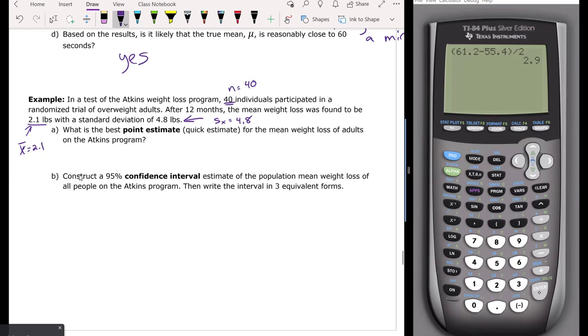Okay. Now, part A is just what's the best quick estimate for the average weight loss of people in that program. You're just going to say your point estimate. Okay, you're going to use X bar as your point estimate, which is 2.1 pounds. That'll be your best quick estimate.